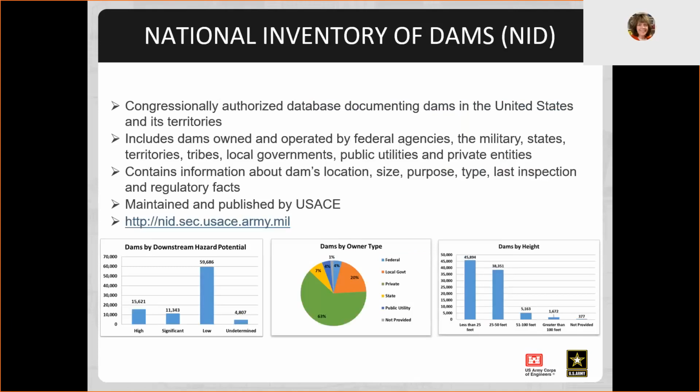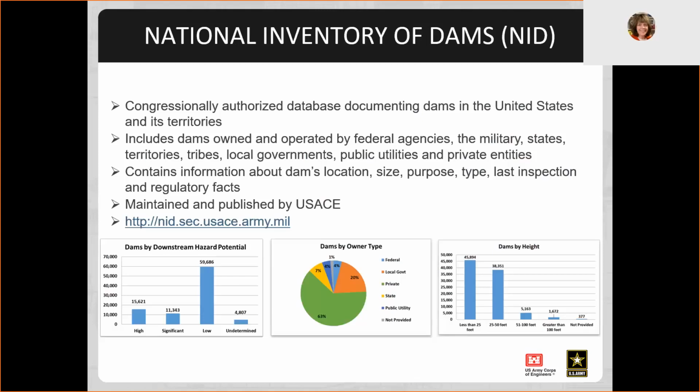So what is in the NID? Well, it's really basically a listing of dams in the U.S., and we have information about where that dam is located, and how tall it is, how much water does it hold back, what is the purpose of the reservoir, what are the components of the dam type, when was it inspected, does it have an emergency action plan, and then some other regulatory facts. So it really is truly an inventory of all the dams in the U.S.